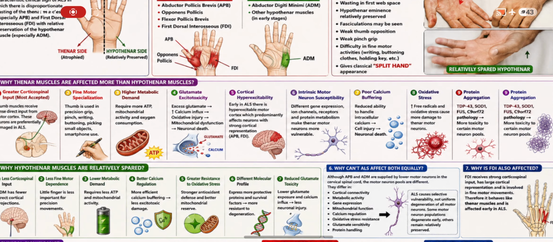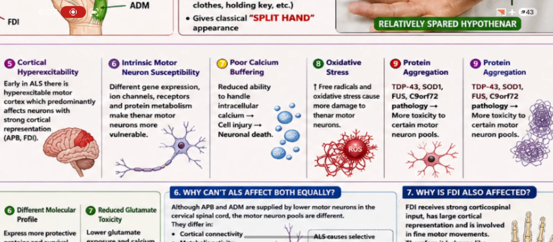Abnormal calcium handling has also been implicated. Healthy motor neurons regulate intracellular calcium very efficiently. In ALS, motor neurons supplying the thenar muscles appear to have a reduced capacity to buffer intracellular calcium. Excess calcium accumulation activates multiple destructive cellular pathways, ultimately leading to neuronal injury and death. This impaired calcium buffering further contributes to the preferential involvement of the thenar muscles.